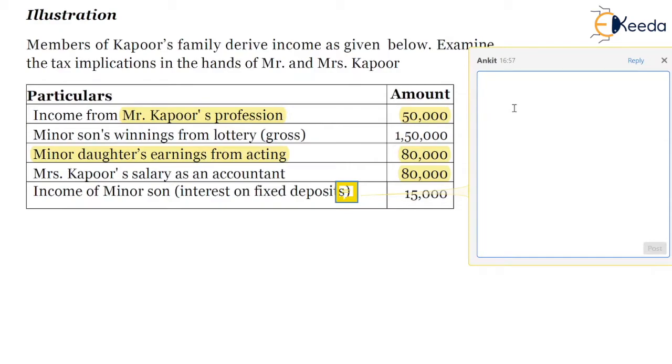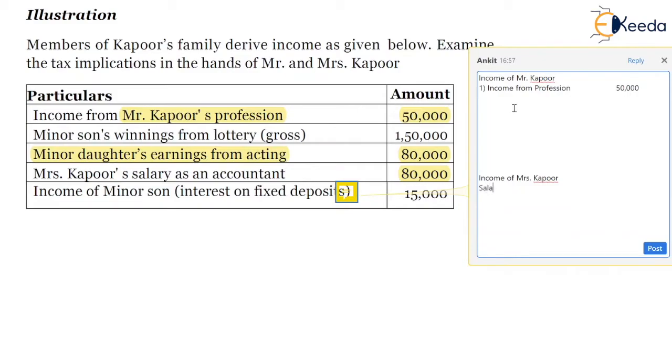Correct? So friends, on your screen, we have to compute tax implications in the hands of Mr. and Mrs. Kapoor. Income of Mr. Kapoor and income of Mrs. Kapoor. Correct? First is income from profession. It is nothing but 50,000. Winning from lotteries, it will be computed in the hands of Mrs. Kapoor as her income is higher.